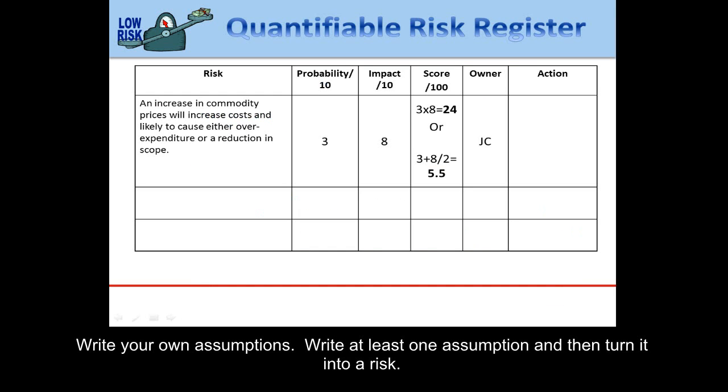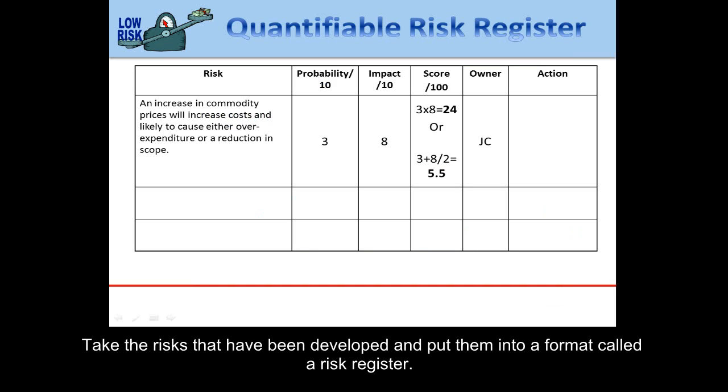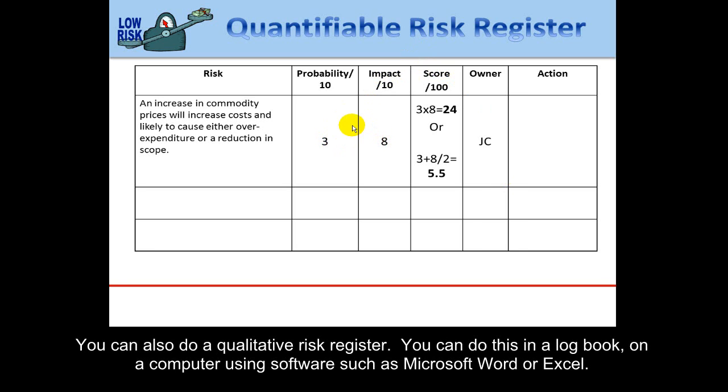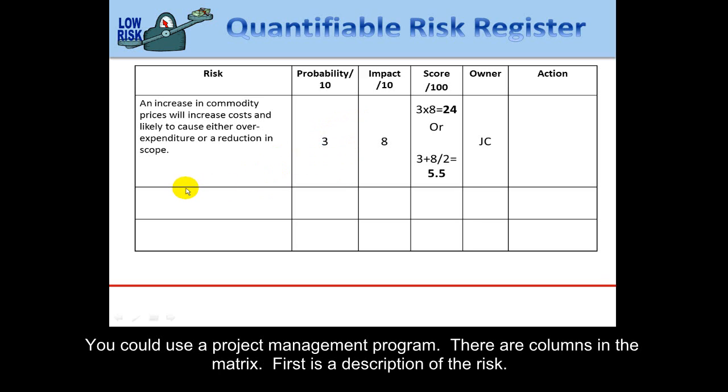Then you take the risks that have been developed and you will put them into a format that is called a risk register. The one that I'm going to show you now we call a quantifiable risk register because it has numbers that can be used and allows for some comparison between the risk. You could also do a qualitative risk register, and you can do this in a logbook on a computer using software, simple software such as Microsoft Word or Excel, or you could use a project management program.